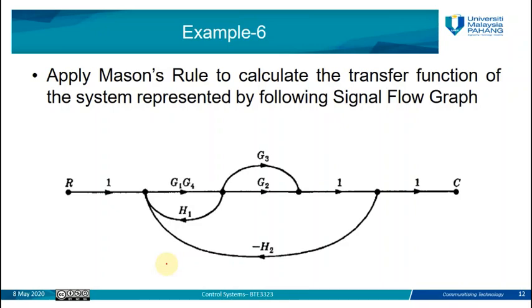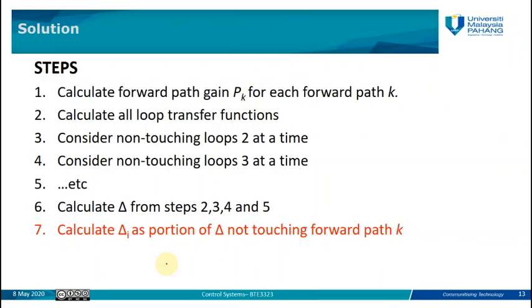There are some steps we need to follow in order to find the overall or equivalent transfer function of this signal flow graph. The steps are: first, we need to calculate the forward path gain, BK, for each forward path. Before that, we need to know how many forward paths we have in our signal flow graph. Do we have one, two, three forward paths, and so on? Then for each forward path, we find its gain.